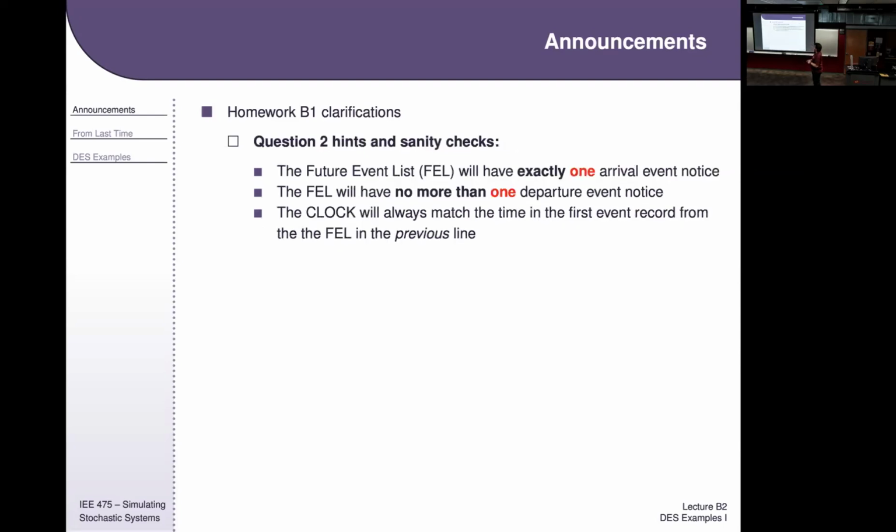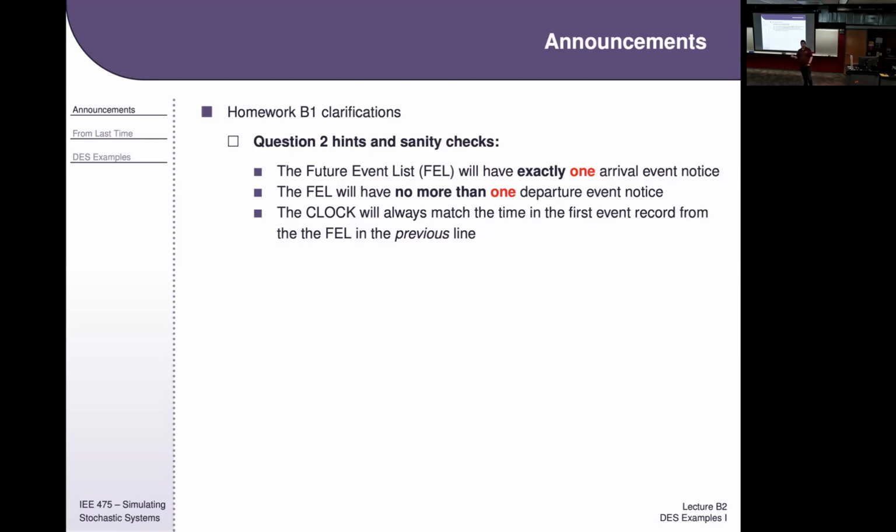And then question 2, again, these are sanity checks. I've mentioned some of these already, but the future event list, which is another name for the event calendar, will always have exactly one arrival event. So we talked about last time that whenever you process an arrival, before you move on to the next event, you have to schedule the next arrival. So that means that in the future event list, there will always be exactly one arrival. There will never be 0 arrivals. There will never be 2 arrivals. There will always be exactly one.